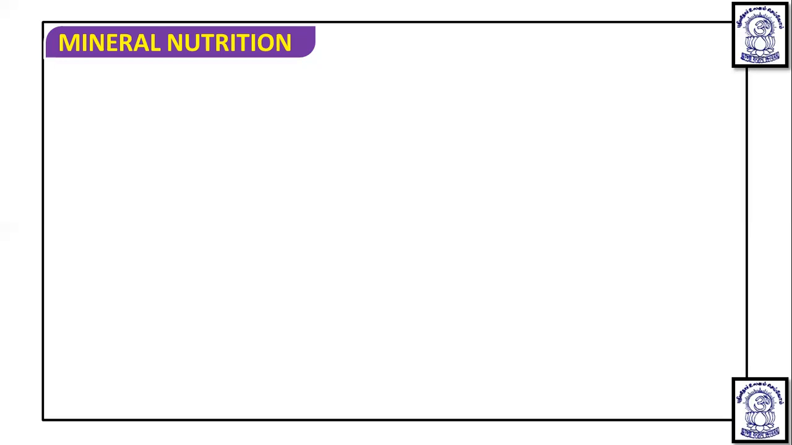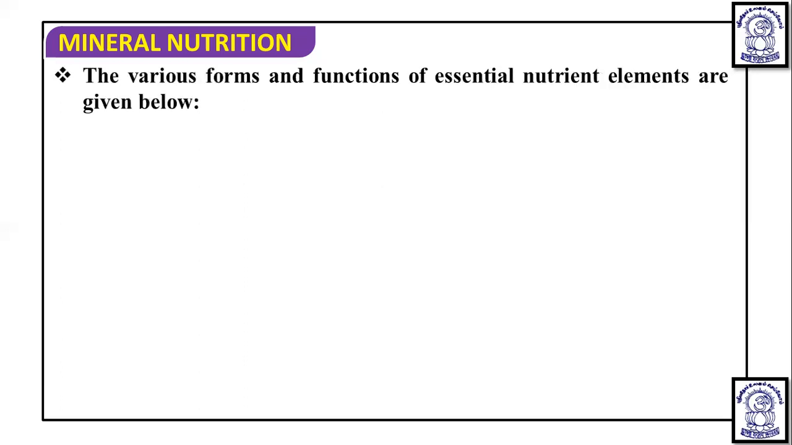There are 17 different essential elements, and each essential element has various functions. The various forms and functions of essential elements are given below, and we will discuss them. Along with that, we will also talk about their deficiency symptoms, not all, but some important ones. So first is nitrogen.